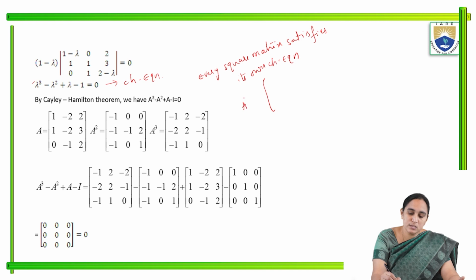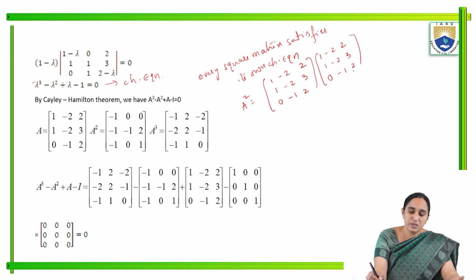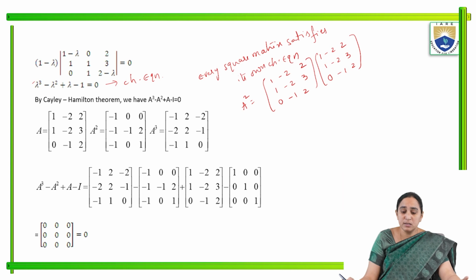That means A square is equal to [1 -2 2, 1 -2 3, 0 -1 2] into [1 -2 2, 1 -2 3, 0 -1 2]. Just multiply these two matrices. We already know how we multiply matrices: first row with the first column, first row with the second column, and first row with the third column. Similarly, second row with first, second and third columns, and third row with first, second and third columns in the second matrix. For that we get this directly.